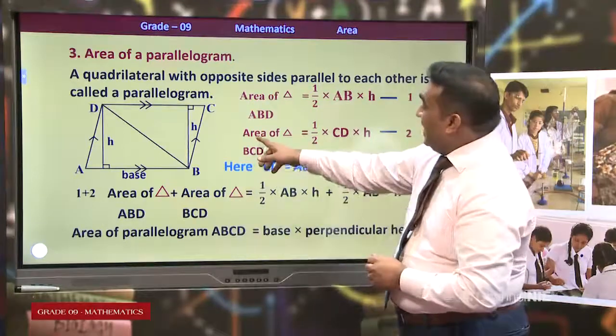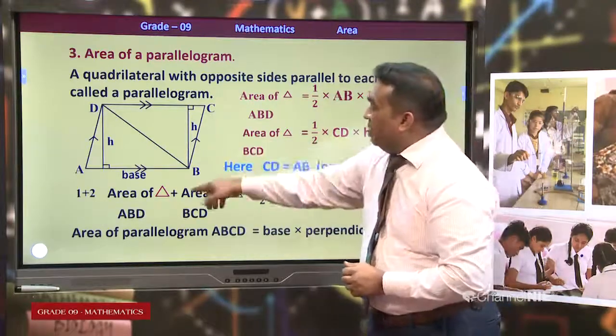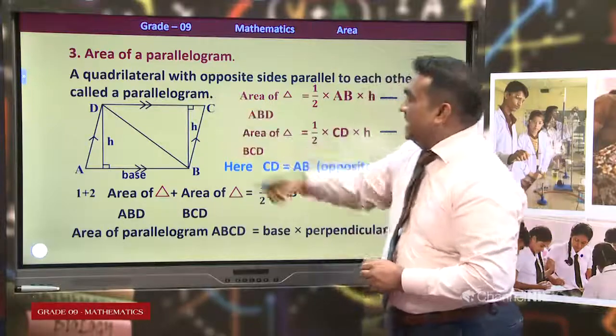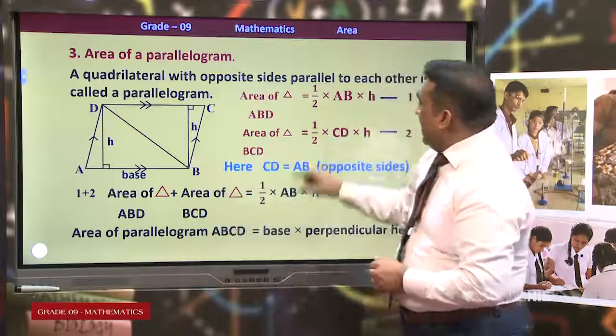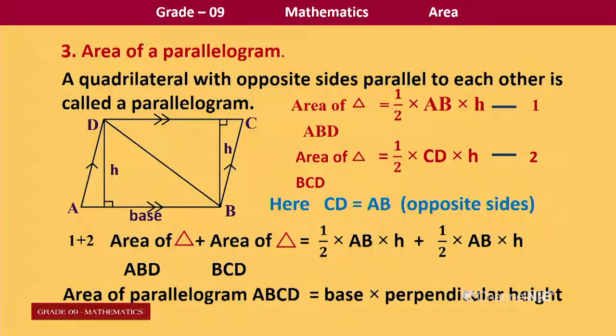Second one, area of triangle BCD. Then what is the base? I consider the base as CD. Half into base into perpendicular height. It is clear that opposite sides of a parallelogram are equal in length. Therefore, length of AB and length of CD are equal in magnitude. Here CD is equal to AB, opposite sides of the parallelogram.